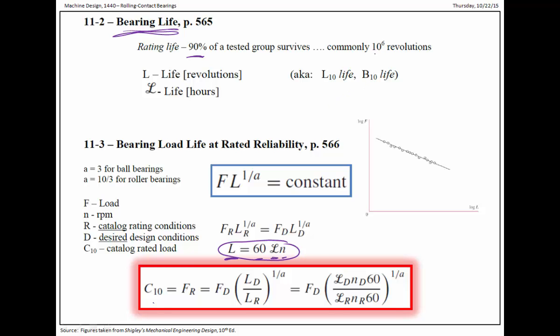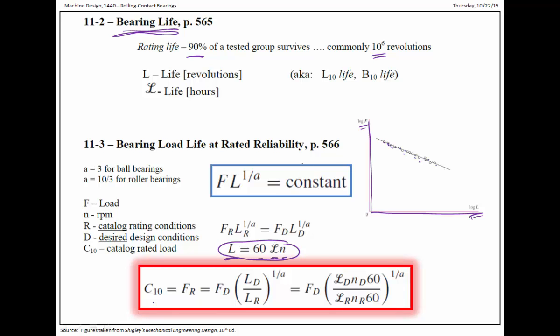All right. And for 90% reliability, one common limit for the life, the big L, is going to be 1 million revolutions. What happens if you plot a bunch of different data points of bearings failing, and you vary the load, you'd find that it ends up being a relatively straight line on a log-log scale. So this is log F and this is log life: log force, log load, and log life.